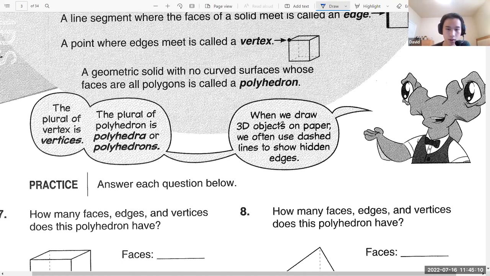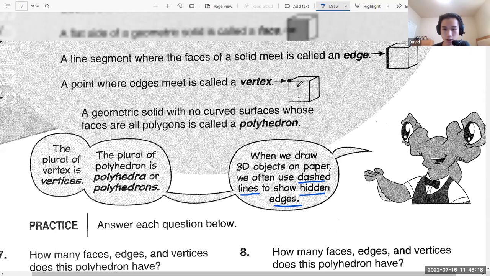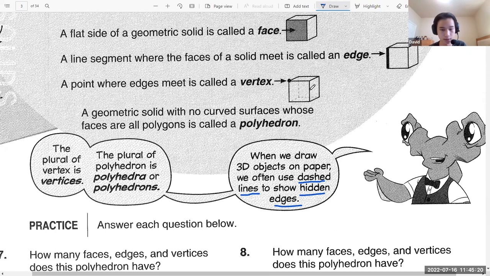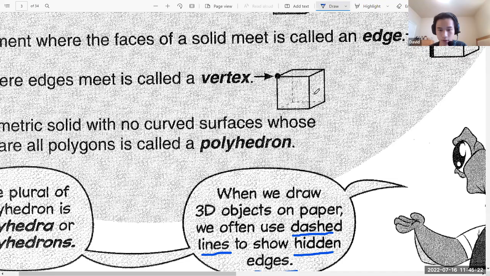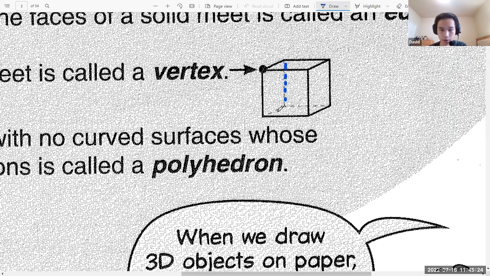Yeah. And hopefully something that you guys have picked up from what he's mentioning here. When we draw 3D objects, we use dashed lines to show hidden edges. So normally you wouldn't be able to see these dotted lines. Let me zoom in a little bit, make sure you guys see them. Normally you wouldn't be able to see these dotted lines when you have the shape in front of you, but they do that just to show clarity, just so you can see all the faces, all the edges and things like that, right?